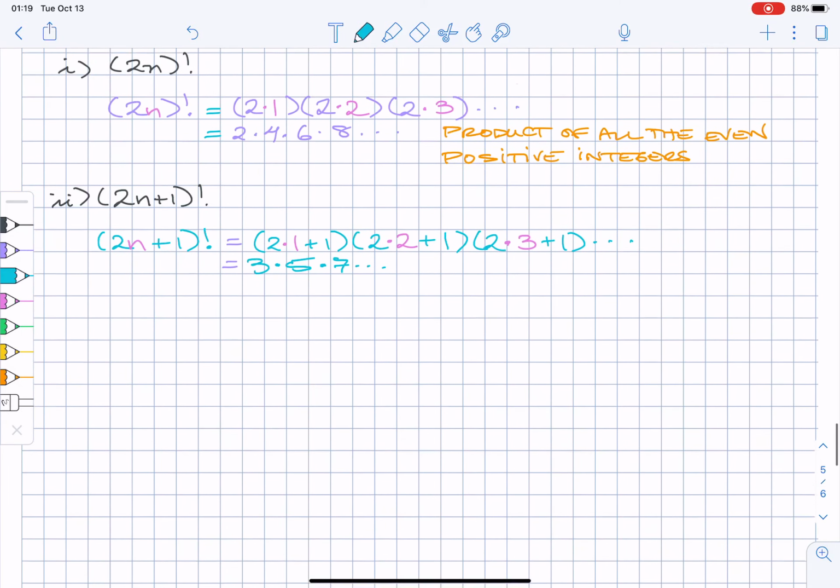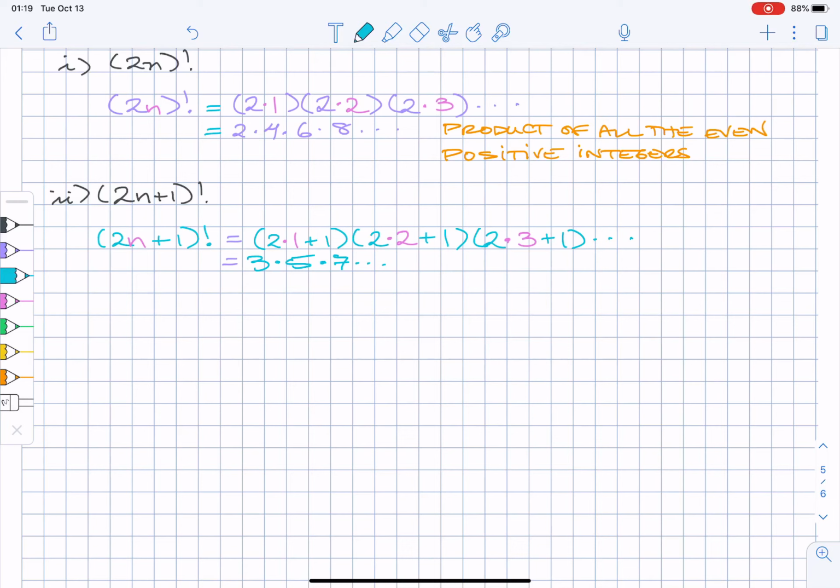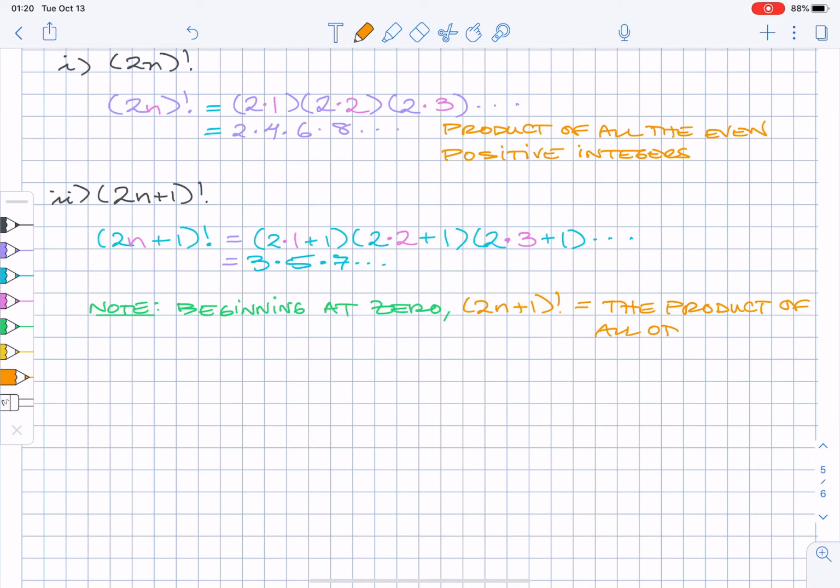So this, if I started counting at 0 instead of 1, would have been, so note, beginning at 0, 2n plus 1 factorial is equal to the product of all odd integers.